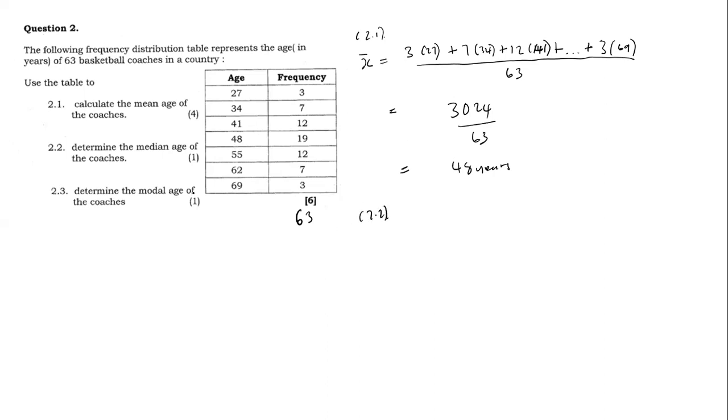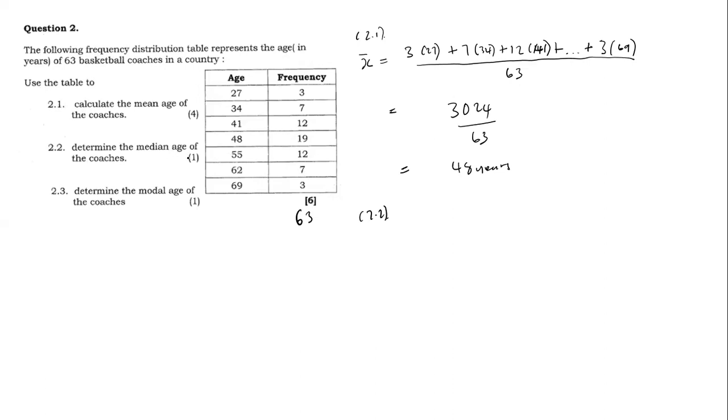Now, 2.2 says to us, determine the median age of the coaches, the median. Now, here's the thing. Again, like I said, you can't expand this data. You can, only if you have time and only if you will be able to finish your question paper. So you wouldn't want to expand this 27, 27, 34, 34, and then go to locate the middle number. It's going to work, but it's going to take you a lot of time. So this is what you can do, using the very same table.